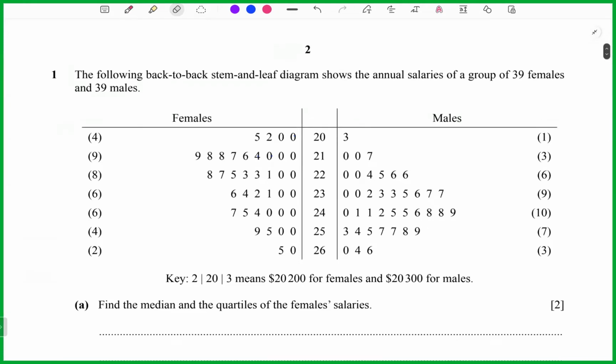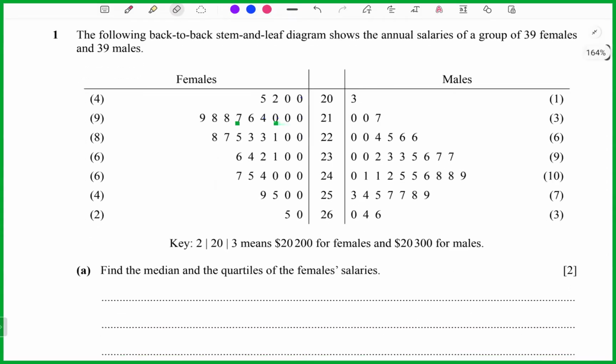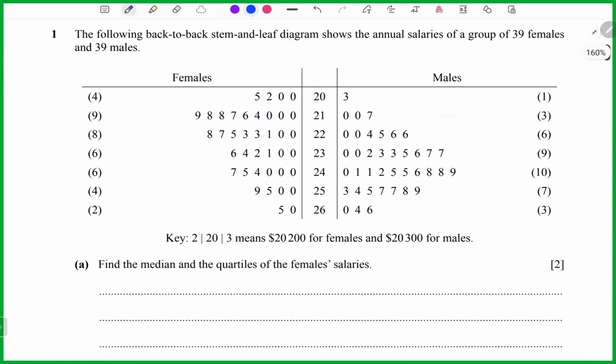The following back-to-back stem and leaf diagram shows the annual salary of a group of 39 females and 39 males. Let's see part A: find the median and quartiles of the female salaries. For the quartiles, we need to find Q1 and Q3. First, we need to find the median.